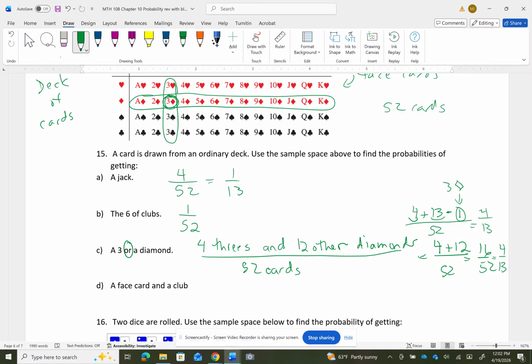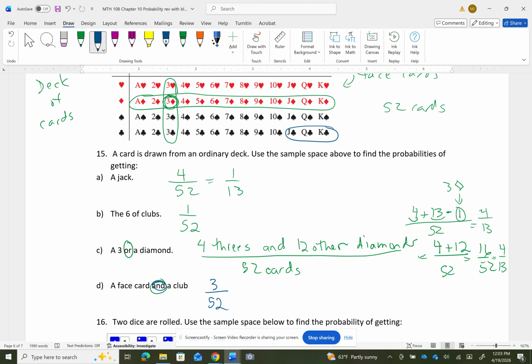But if it said "and a club," then it would be being a face card and also a club at the same time. Then I'm going to come in, so I'm going to do this one in blue. Face card and a club. These are the only face cards that are also clubs at the same time. So that's 3 out of the 52 cards. Okay. And you'd be done.